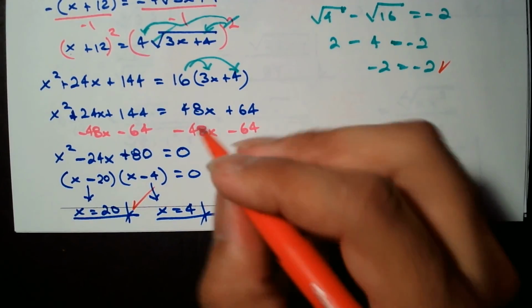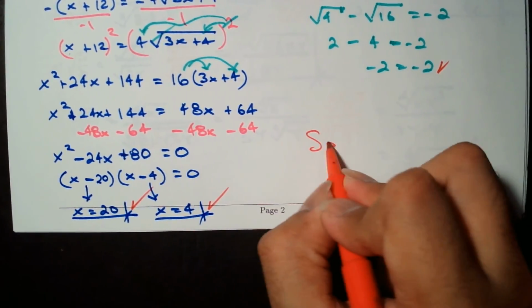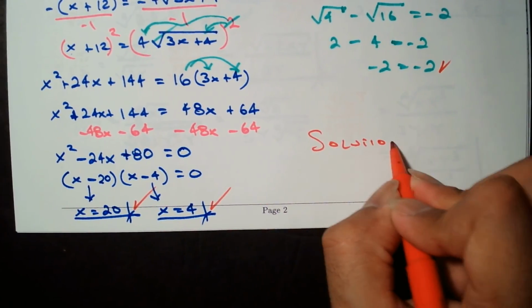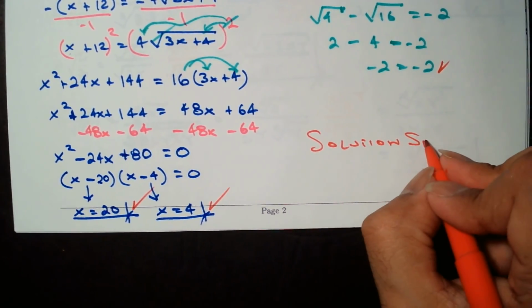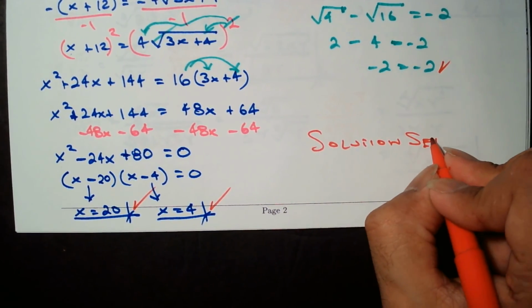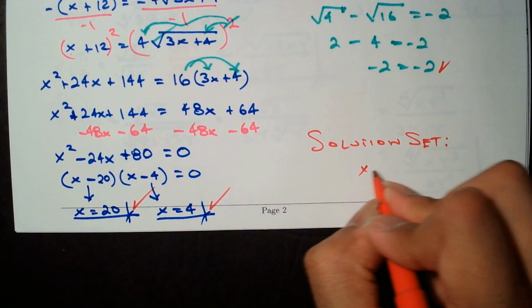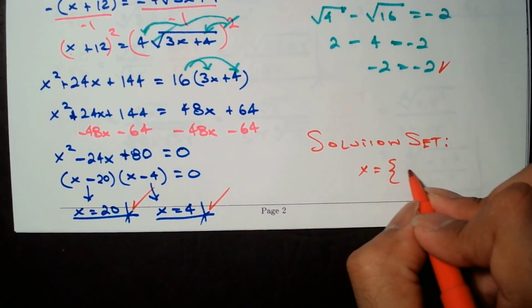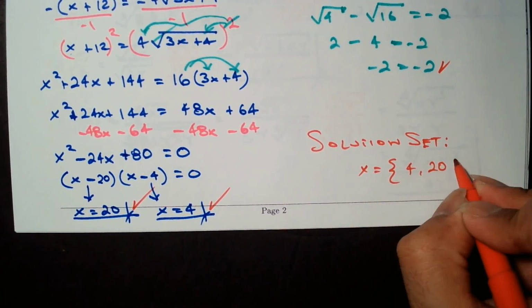So in this case, they are both solutions: x equals 4 and 20.